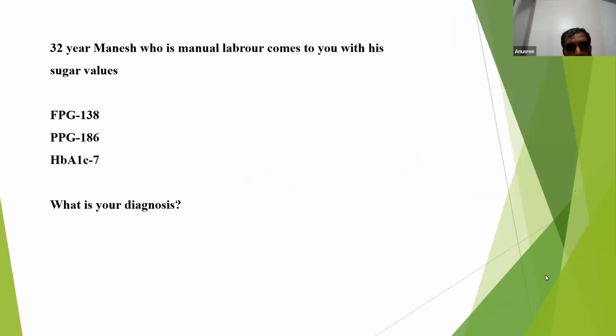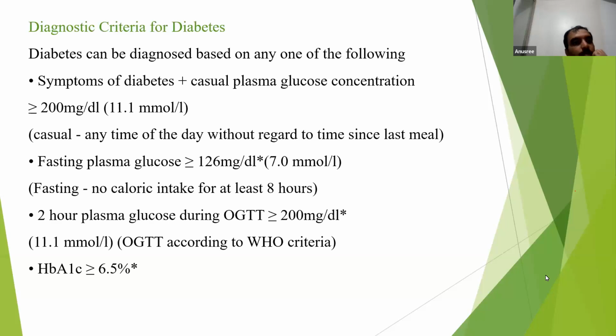Okay, we will go through a case scenario. This is a 32-year-old male manual laborer who comes here with his sugar values. His fasting plasma glucose is 138, postprandial glucose is 188, and HbA1c is 7. Okay, whether he is diabetic or not, we have to know what the criteria are.